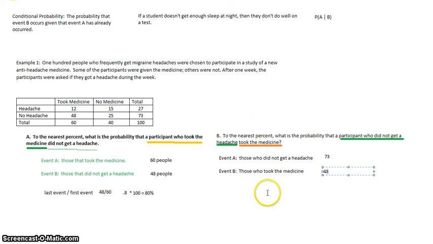From here, we want to find the nearest percentage. So I'm going to take my last event divided by my first event, 48 divided by 73. When I divide that, I get a decimal, 0.658. In order to turn that into a percentage, I'm going to multiply that by 100. Ultimately, we want the nearest percentage, so I'm going to round up, and my nearest percentage is 66%. That would be my final percentage.